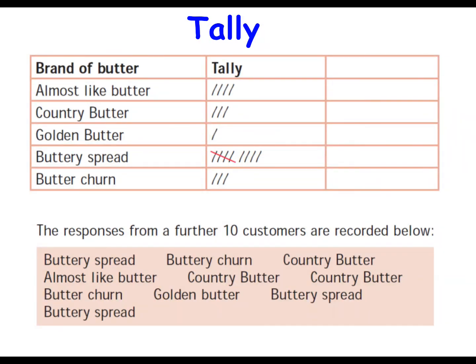Now, quite a popular thing is to give you a semi-populated tally with a few more bits of information to complete. So let's complete our tally by putting this data into our tally. So buttery spread has another value here. And we can cross that one out. Buttery churn adds another one to here. Country butter adds one to here. Almost like butter gives us our 5 bars.